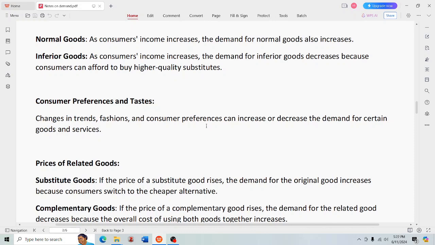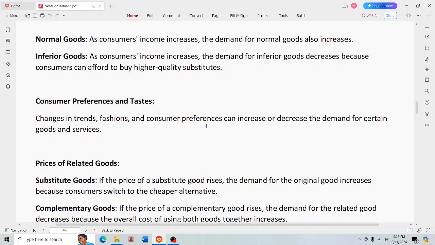Now for example, people are becoming more health conscious, so they are avoiding sugary items like Coke, Pepsi or any kind of soda, and they are switching to fresh juice. So we can say that because of a change in trend or consumer preferences, demand for fresh juice has increased.